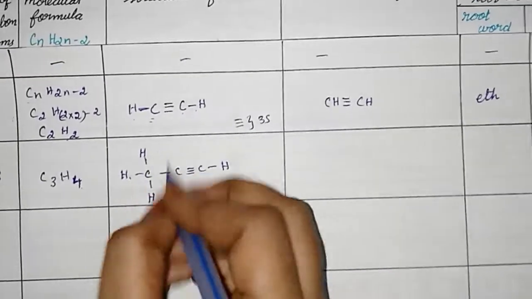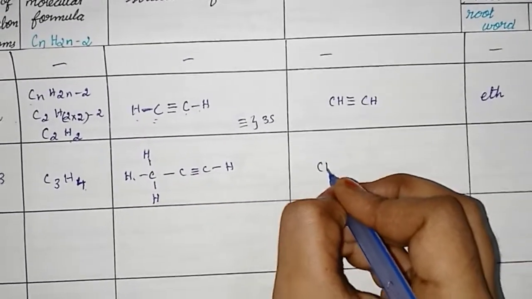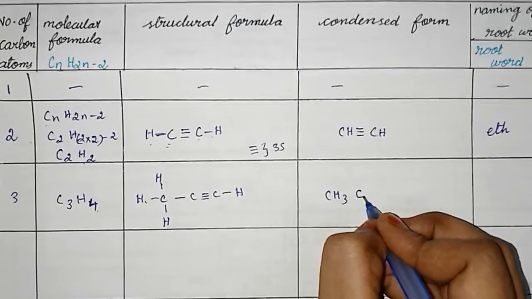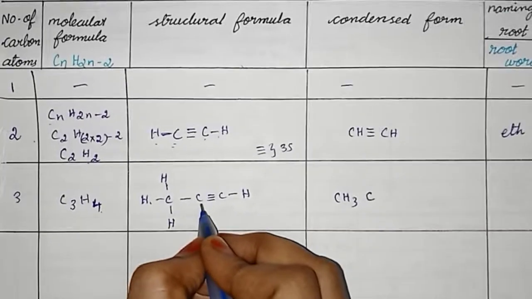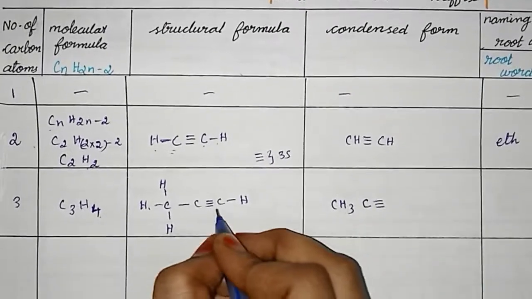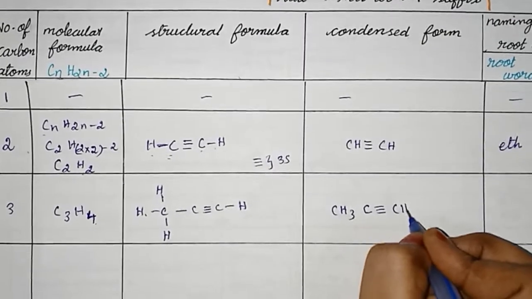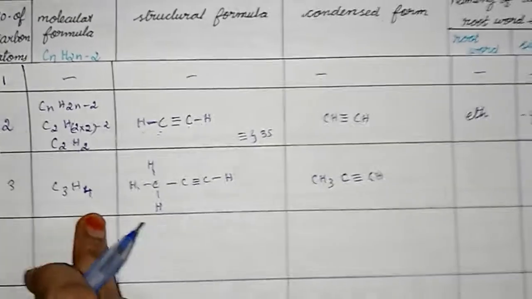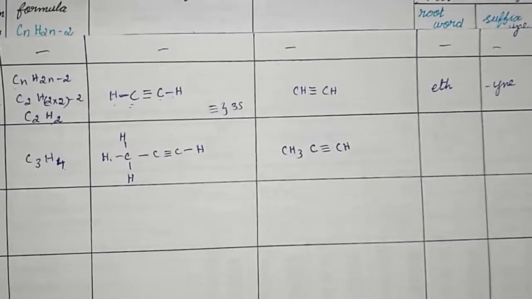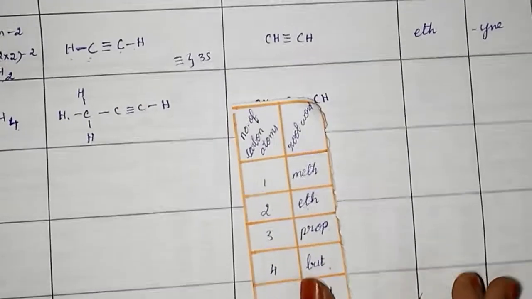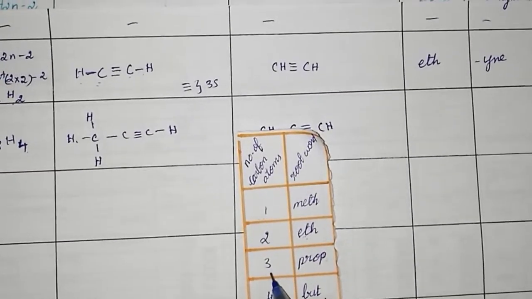Okay, condensed form. So the first carbon, how many hydrogens are there? 3, CH3. And the second carbon has no hydrogen, so we simply represent it as C. And next, this carbon is followed by one triple bond. Next, this carbon contains one hydrogen atom. This is the condensed form for C3H4. Okay, so what is the name for that? How many carbons are there? 1, 2, 3. So what is the root word for 3? Prop.